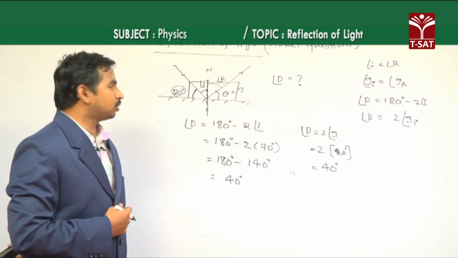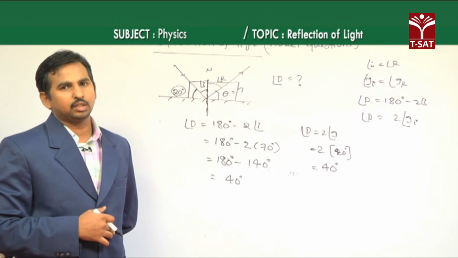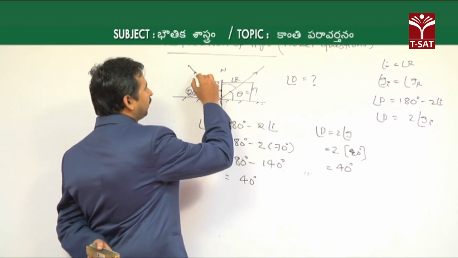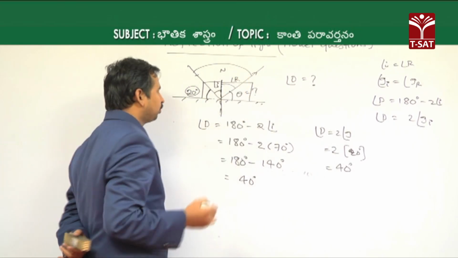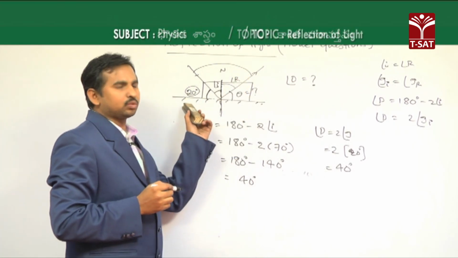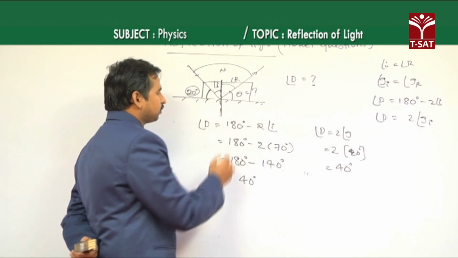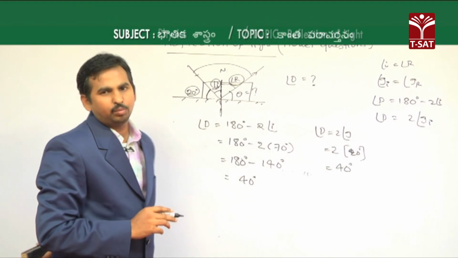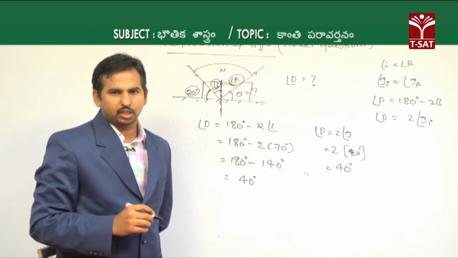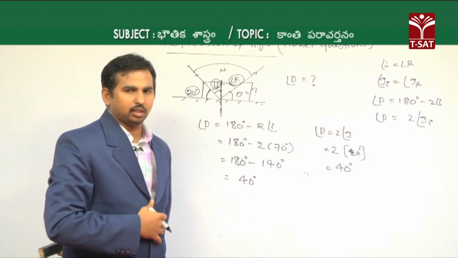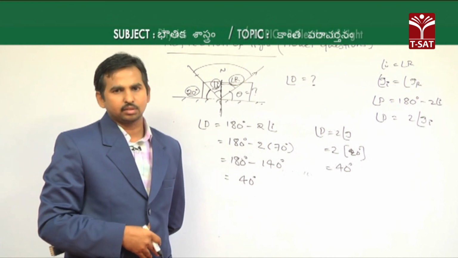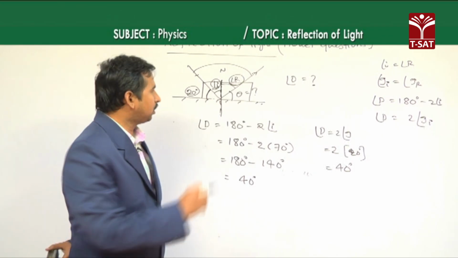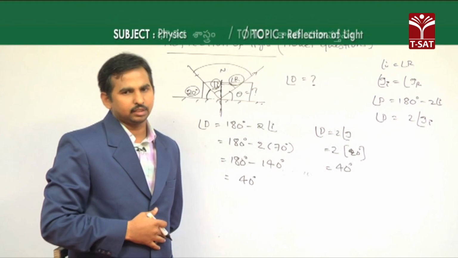Sometimes they will also ask to find the angle between the incident ray and the reflected ray. If you are finding the angle between the incident ray and the reflected ray, this is the angle you have to find. As the glancing angle is given as 20, the angle of incidence is 70 degrees, and the angle of reflection is also 70 degrees. Then the angle between the incident ray and the reflected ray becomes 70 plus 70, which is 140 degrees. Like that, we can get different relations between the angles in the case of a plane mirror.